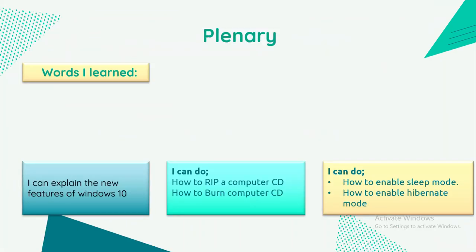Plenary. Words I have learned. What words have I learned? We have learned about Continuum, thumbnail, and virtual assistant. And what learning objectives have we completed? Now we can explain the new features of Windows. We can also run a video on Windows Media Player, and we also know how to rip a computer CD and how to burn a computer CD. We also know how to enable the sleep mode and how to enable the hibernate mode.